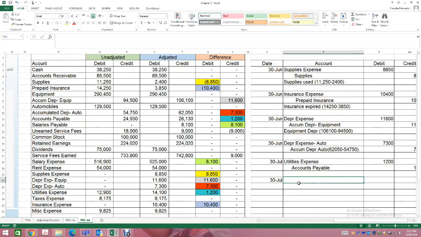So what happened? Your salaries expense went up from $516 to $525. They went up by $8,100, so I have to record that increase in my account. Here we have salary expense. It increased from $516 to $525, so I need to record a salary expense for the difference, which is $8,100.